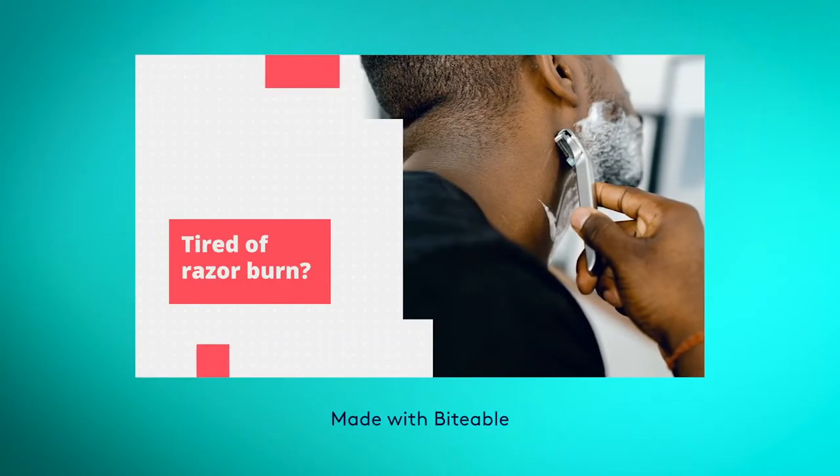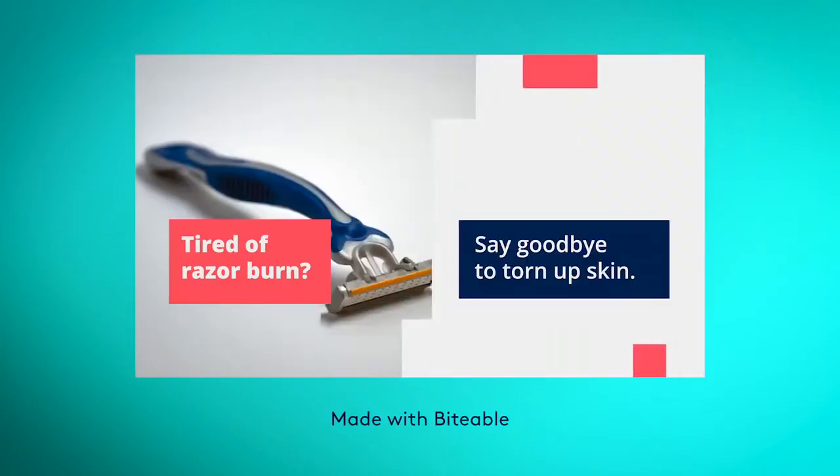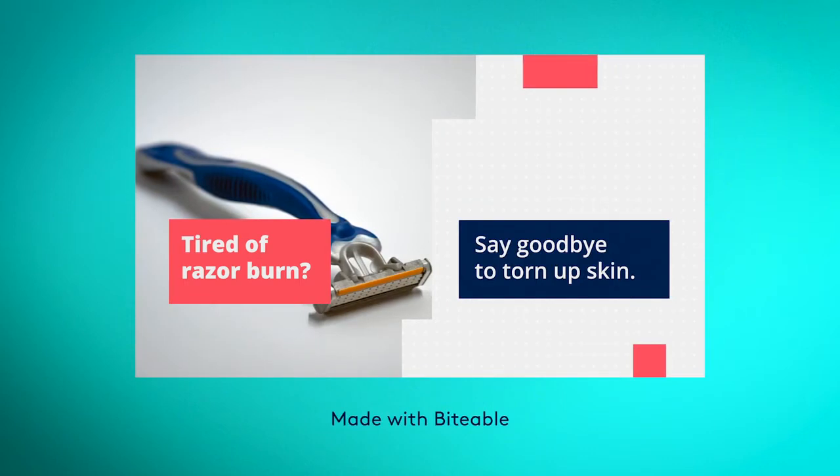Let's go back to the razor example. Let's say the problem we're solving is bad skin caused by razor burn. Start your ad by asking if the viewer is sick of looking bad because of razor burn. Then explain how your product will help them look and feel better by using your razor. You've just explained how your product improves their life. Who doesn't want a better life?